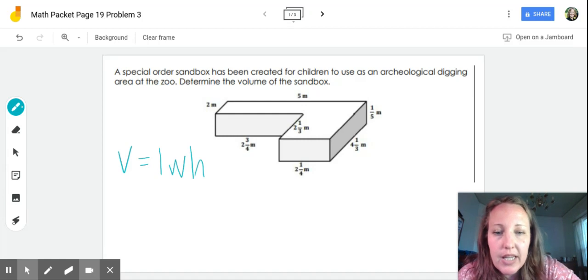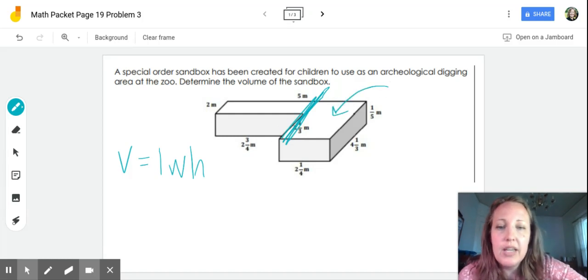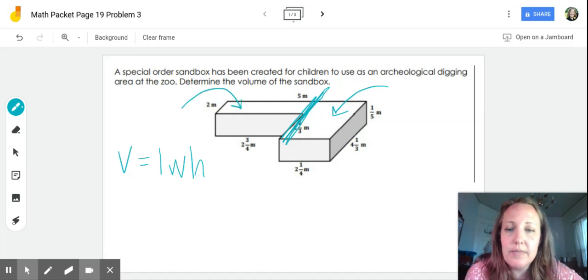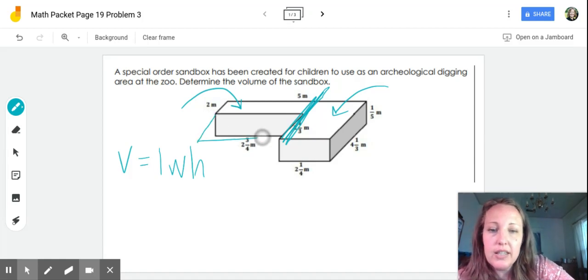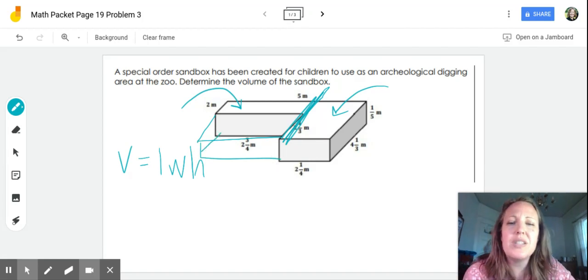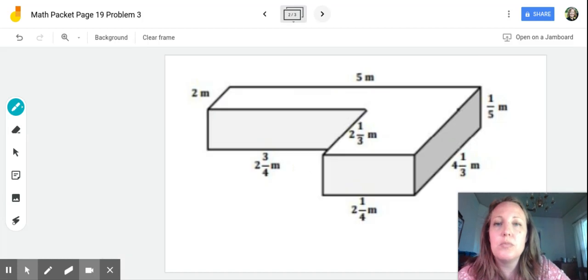A lot of people would take this and cut it right here, and then find the volume of this rectangular prism and add it to the volume of this rectangular prism. I'm going to tell you, you can absolutely do that. I'm going to approach it in a different way just so you can see it in a different way. I'm going to pretend like this comes out, and find the volume as if that chunk wasn't cut out, and then I'm going to subtract. So one is additive, where you're adding together, and the other one is subtracting. I'm going to show you the subtracting method.